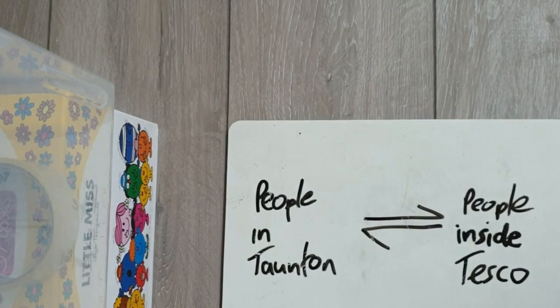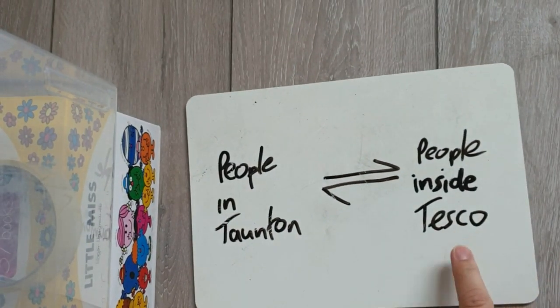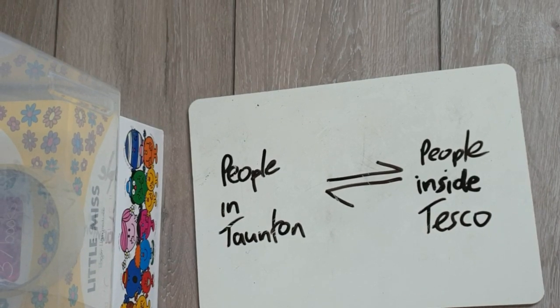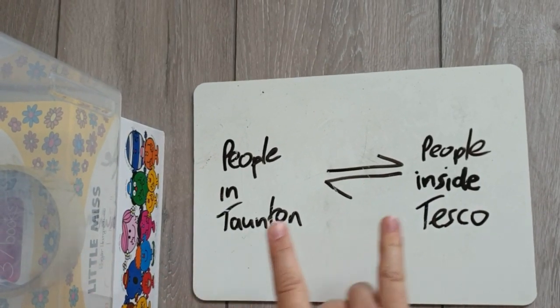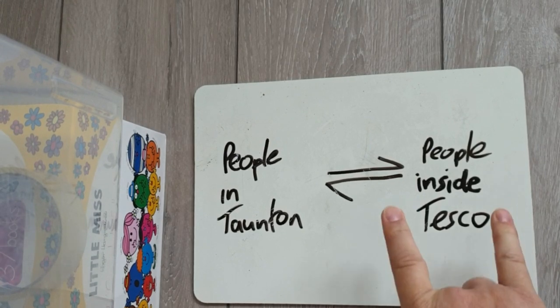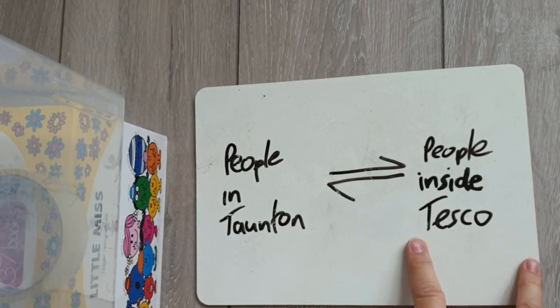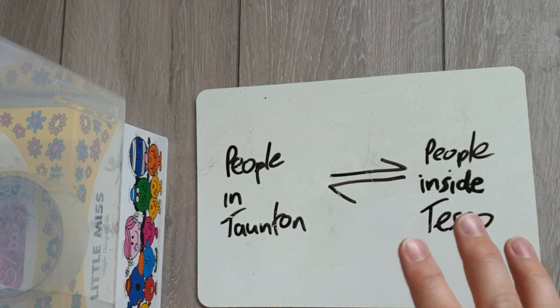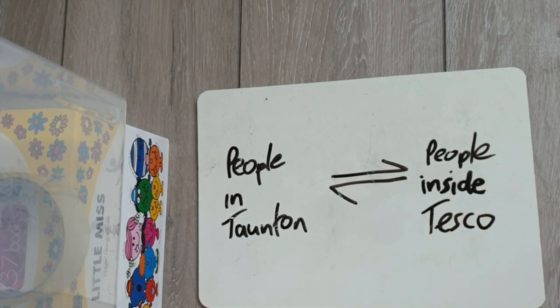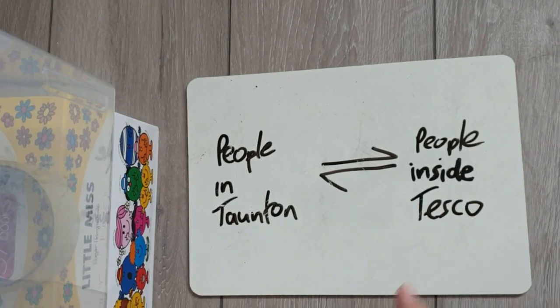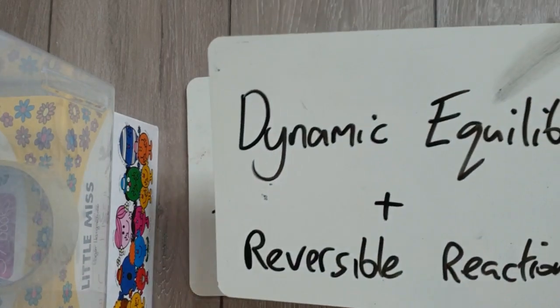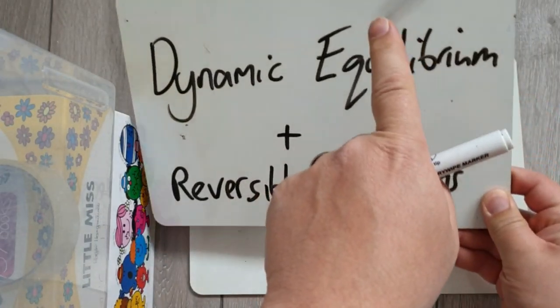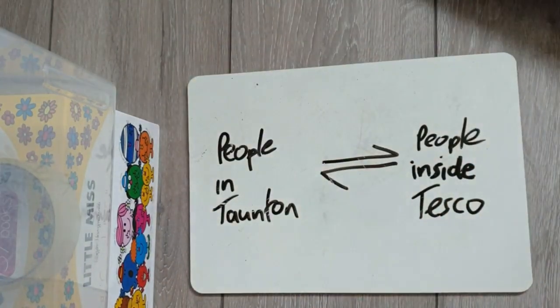At the moment, if I've read the news correctly, there's only 50 people allowed inside Tesco. So we've got all the people in Taunton, and 50 people inside Tesco. There's only ever 50 people inside Tesco, but the specific individuals change all the time. One person leaves, another person can go in. 5 people leave, 5 people can go in. So the individuals are constantly changing, hence the dynamic bit, but the equilibrium bit is because it's staying balanced.